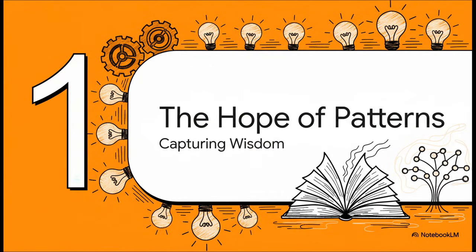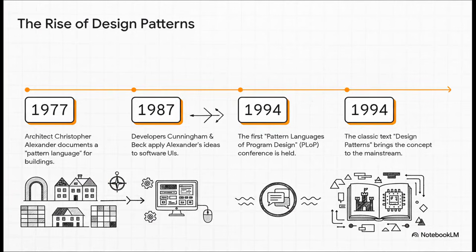But there was this brief, shining moment when the industry stumbled upon a truly promising solution. An idea that wasn't about a new tool at all, but about capturing wisdom itself. And believe it or not, the idea didn't even start with code. It started with architecture, like actual buildings. An architect named Christopher Alexander created something called a pattern language for designing towns. Then, in the late 80s, some very smart developers saw the absolute genius in this and adapted it to software, creating a way to capture the knowledge of expert engineers and share proven solutions to common problems.